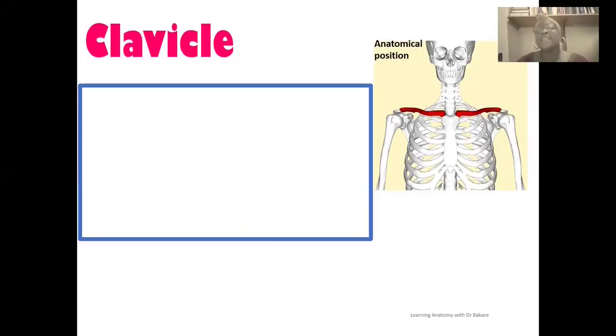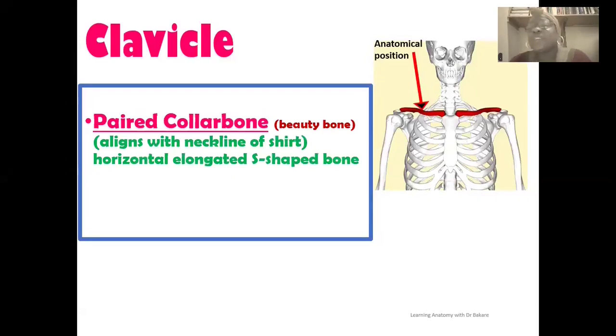We said that the clavicle is what is highlighted here in red, and it is a paired collarbone that aligns with the neckline of the shirt. And this is why it is so referred to as the collarbone. It can also be referred to as the beauty bone because of the placement around the upper region of the chest. So this is where it signifies beauty. It is a horizontally placed bone that is head-shaped in configuration.